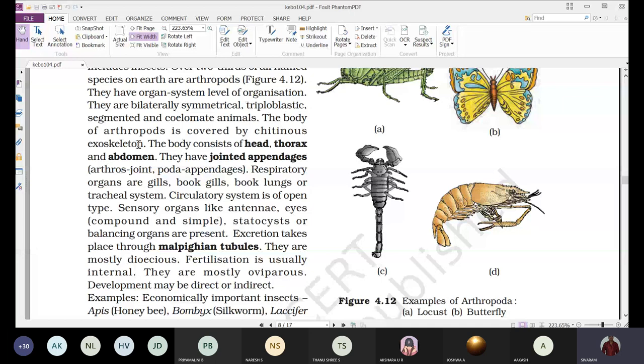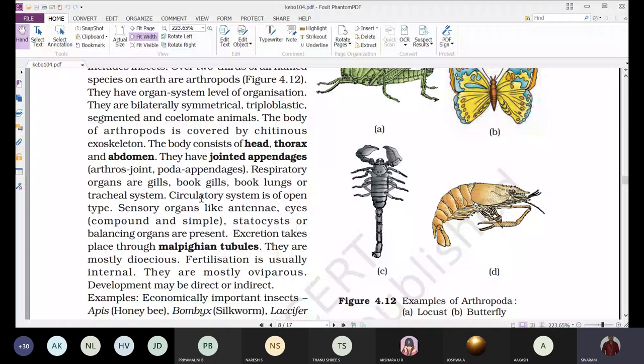This skeleton is made up of chitin, a complex carbohydrate. That is the chemical substance with which this exoskeleton is made, so it is a chitinous exoskeleton. Even when the arthropod dies, the organs inside the body undergo decomposition, but the chitinous exoskeleton remains for a longer period of time. It also decomposes, but it takes a very long time, like our bones. The bones also decompose, but it takes a very long time compared to the other organs in our body. The same way we can observe this chitinous skeleton of the arthropods.